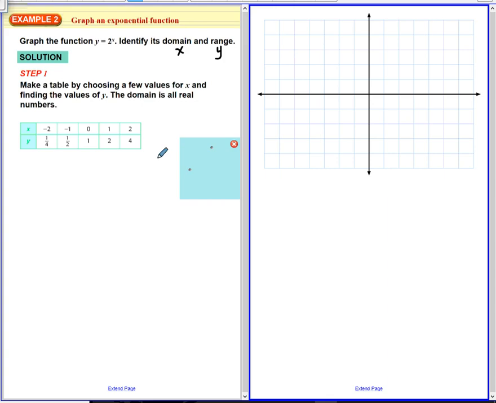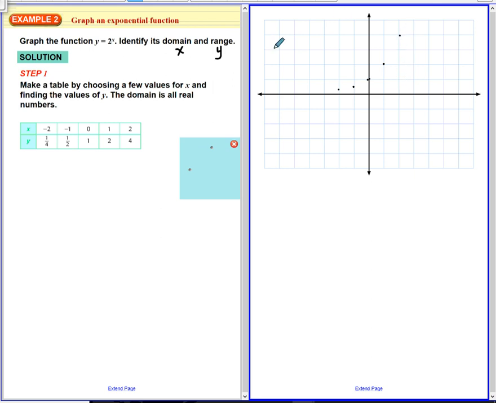All right, so I'm just making my window here dual monitor so I can see what I'm doing. And so I have, again, my x and y table, and I'm just going to go through and I'm going to start graphing. So I've got -2, 1/4. So I'm going to say it's about there. All right, then I've got -1, 1/2, a little bit higher, 0, 1, right there, 1, 2, and then 2, 4.